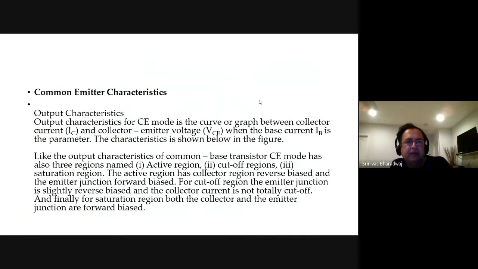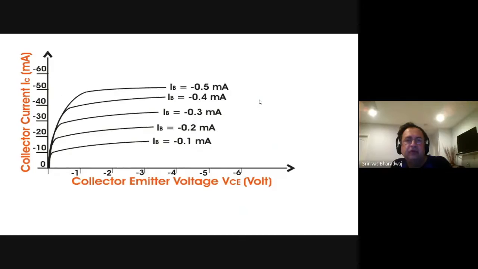So learn the details of this, so you operate finally for the saturation region. The collector current is in the totally cut off region, and the emitter region is slightly reverse biased. The active region, cutoff region, and the saturation region. Those are the three regions.